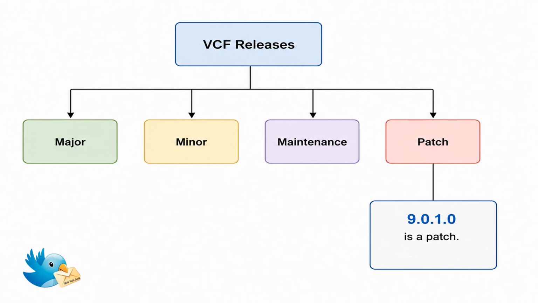So we already discussed the VCF releases from major, minor, and maintenance. Now let us focus on the final one, the patch release. Patch releases are the smallest level of VCF updates. Instead of sharing a screenshot, let me explain this. In the next slide I'll summarize all of this together. For example, VCF 5.1.1.1 is a patch release. Similarly, 9.0.1.0 is considered a patch release.